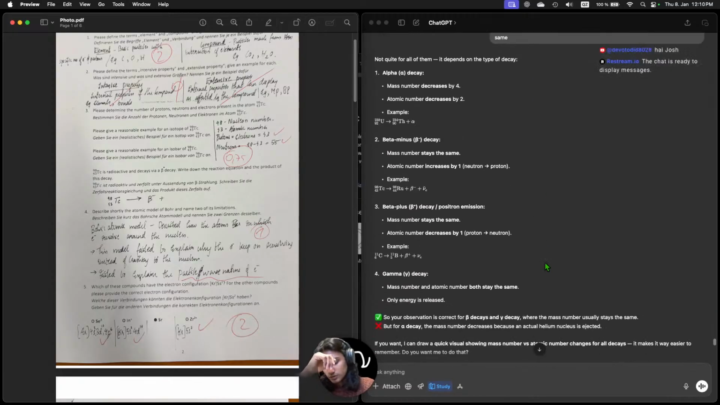Beta minus, isotope of thorium. So alpha decay, 2 protons, 2 neutrons. Oh! What's the next one?